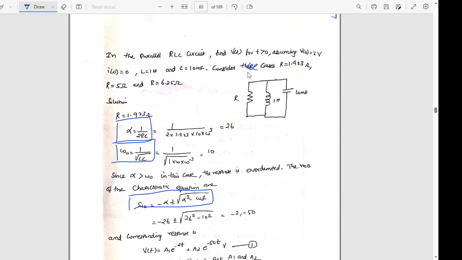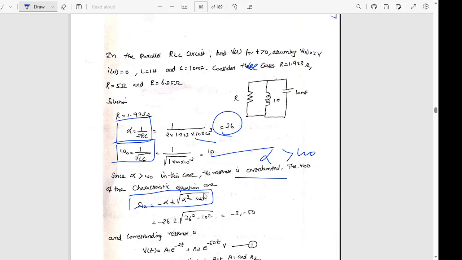So find out alpha. Whether it is an RLC series or RLC parallel, I need to find alpha and omega naught. That is the first thing we will do. So alpha equal to 1 by 2RC. Just substitute the values. R is 1.923 and C is 10 times 10 power minus 3, we will get 26. And then omega naught equal to 1 by root LC, 1 by root of 1 into 10 times 10 power minus 3, which is 10. We got alpha and omega naught. So in this case alpha is greater than omega naught, so I can say the response is overdamped.